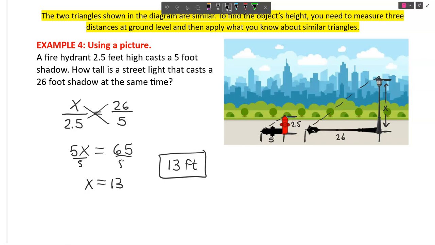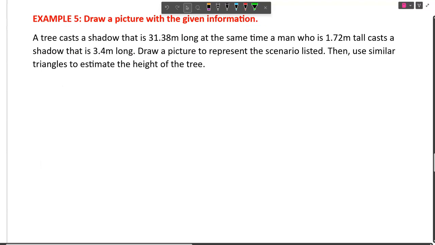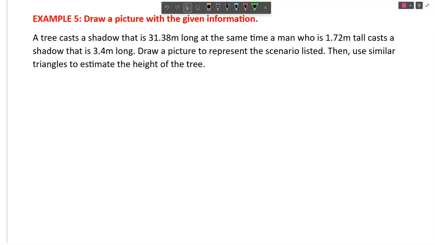Let's look at one more where we have to actually create the picture ourselves. So it says a tree casts a shadow that is 31.38 meters long, and there is a man who is 1.72 meters tall. They cast their shadow at 3.4 meters long. So let's draw a really quick picture of this.